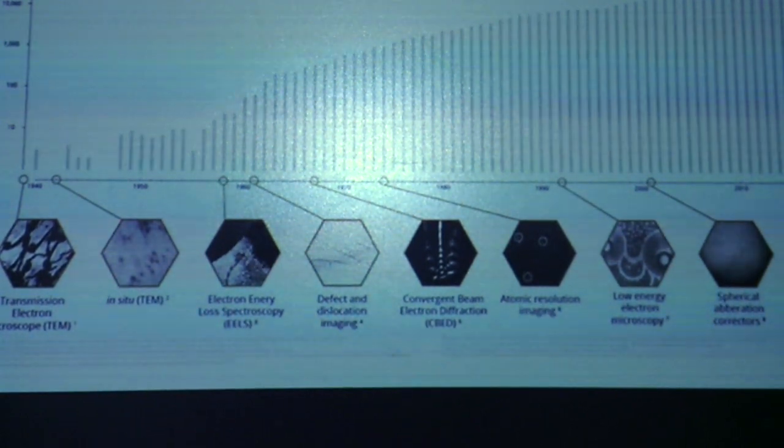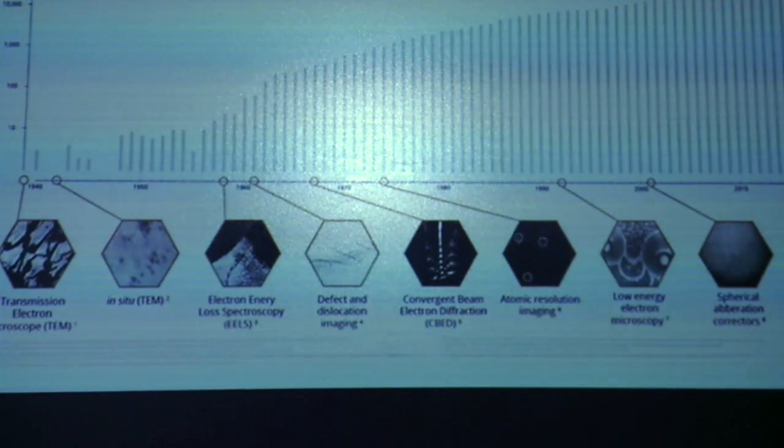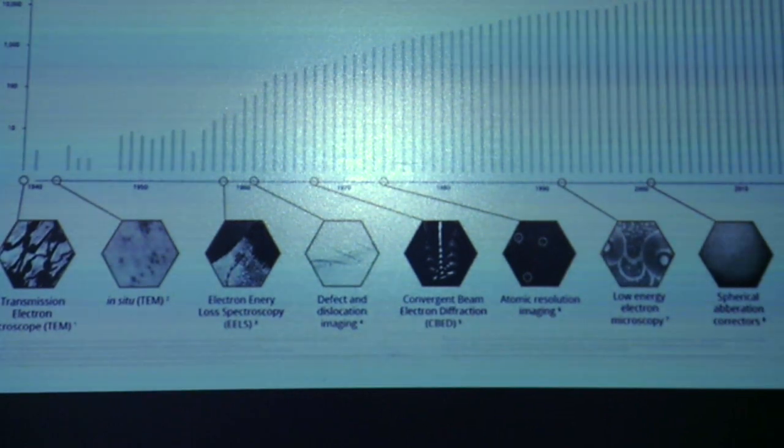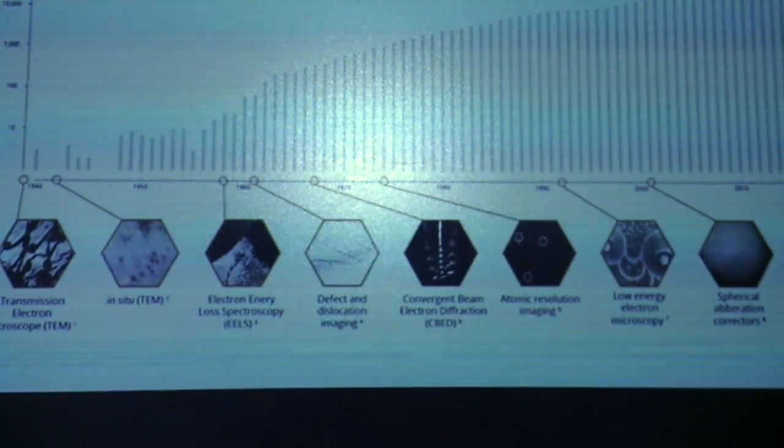I always like putting this up to show some of the developments that have really boosted the capabilities of this tool. Recently, spherical aberration correctors have allowed us to image at much higher resolutions than previously possible. Direct detection cameras have allowed us to do things at really high signal-to-noise ratio. These are increasingly growing the number of publications and the active utilization of this tool.